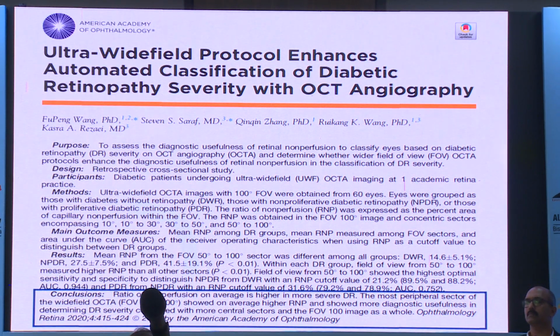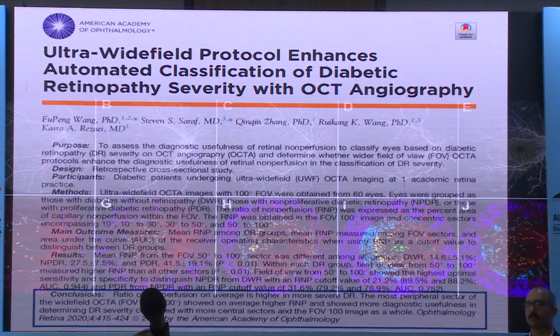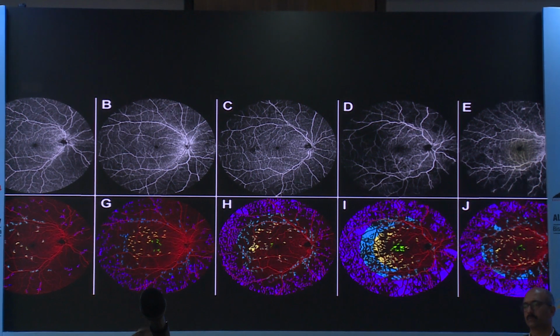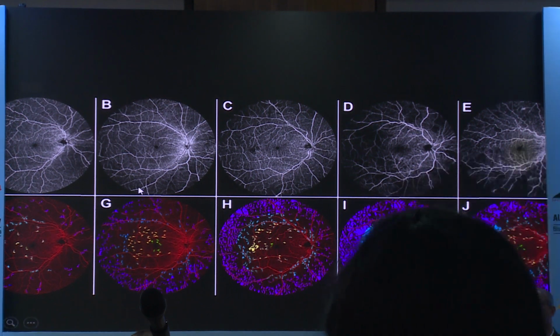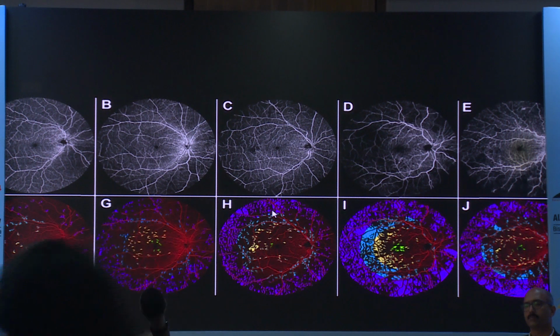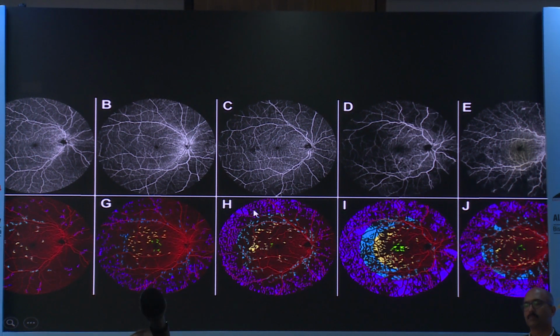So now I've just shown you big, beautiful pictures, but what about quantifying it? There was a study from the US, from Washington University, which showed that the ultra-wide field protocol enhances automated classification of DR severity with OCTA. So this is what I think Dr. Shane also mentioned. Maybe in these patients we don't do anything actively, but you can see this purple color is the CNP areas, which by ImageJ they've quantified.